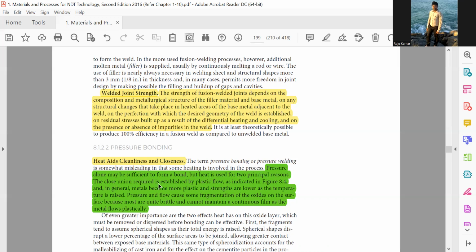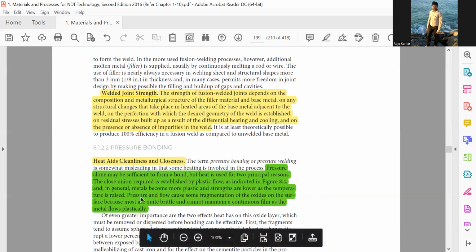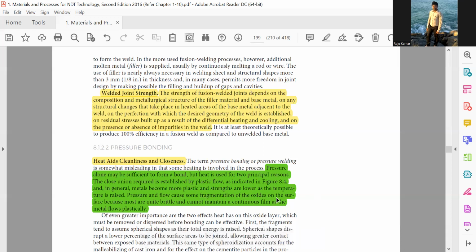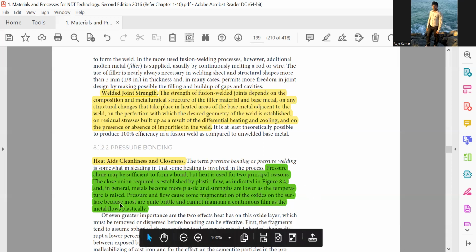The close union required is established by plastic flow, as indicated in figure 8.4, and in general metals become more plastic and strengths are lower when the temperature is raised. Pressure and flow cause some fragmentation of the oxides on the surface because the oxide is quite brittle and cannot maintain a continuous film as the metal flows plastically.